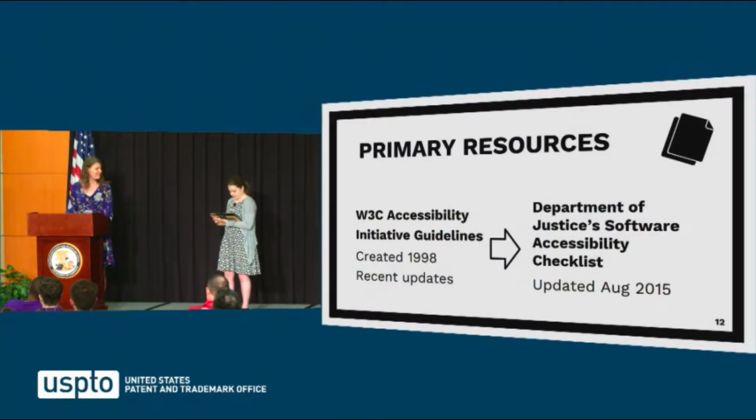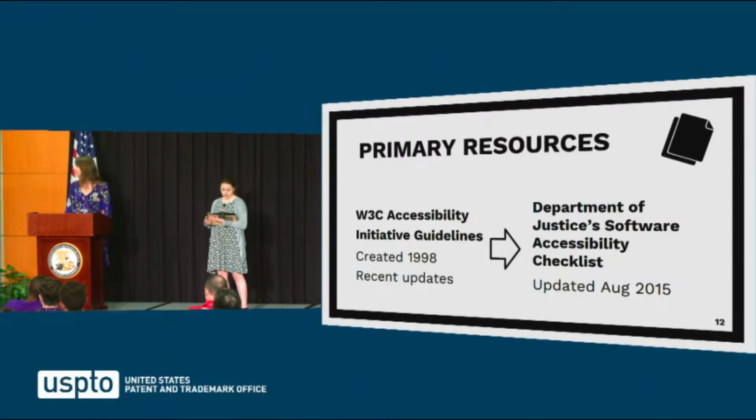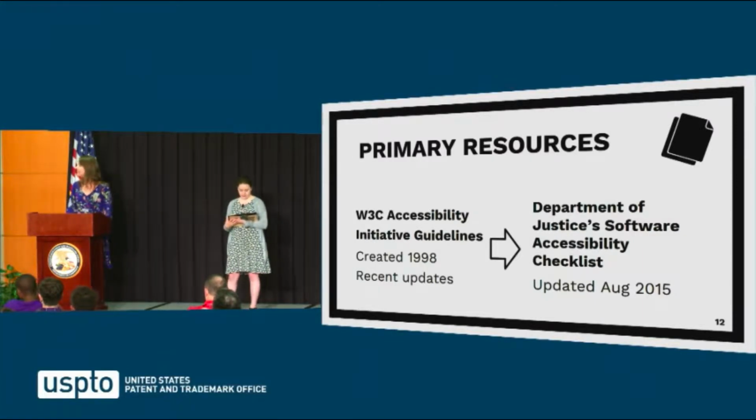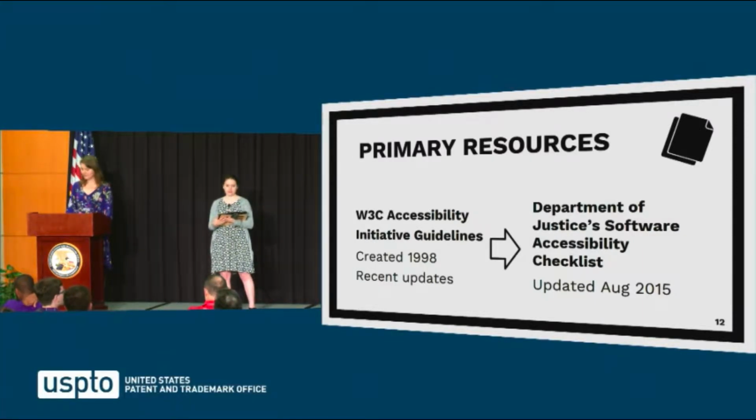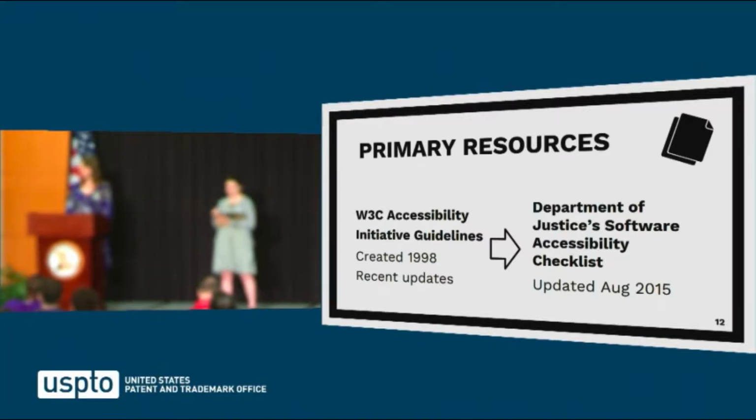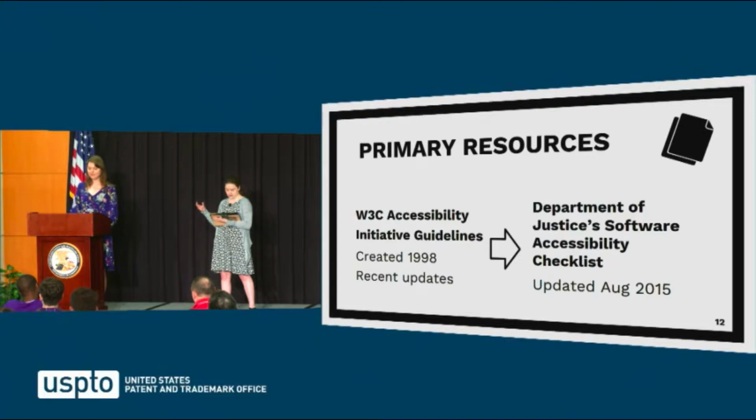Slide 12. The primary resources we're going to go through are the Department of Justice Software Accessibility Checklist. We'll have slides that go through the different items on that checklist. And also the W3C, which stands for World Wide Web Consortium, Accessibility Guidelines. Those guidelines are called the Web Content Accessibility Guidelines, also known as WCAG, if you've heard of that acronym. Those are what we're basing what we're going to talk through today.